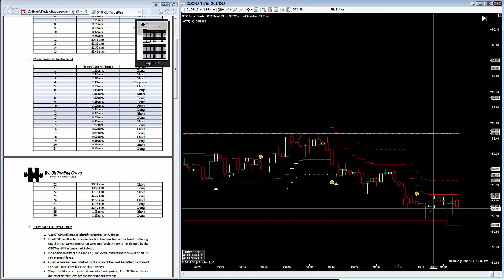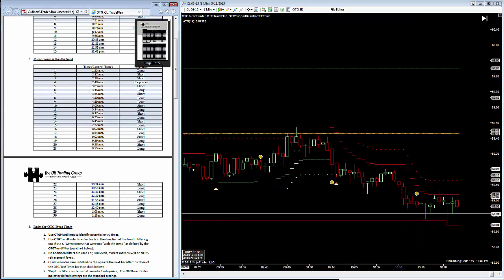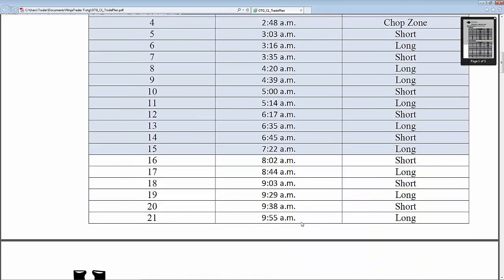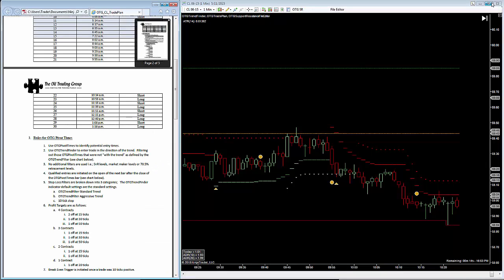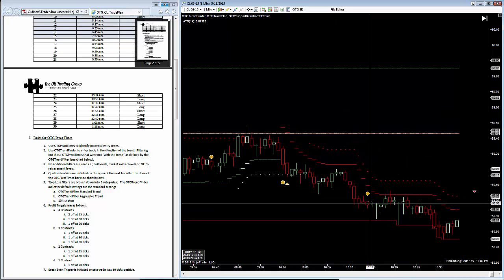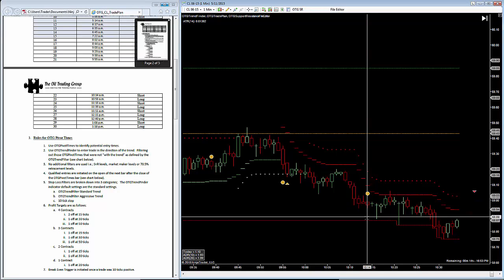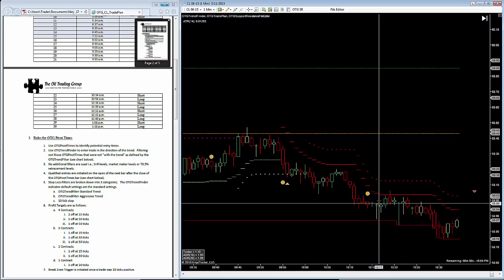Right here at 10:14 a.m., let's take a look at that. At 10:14 a.m., you had another signal that was short. The entry here was 98, and this is right in the area where I did get in. It comes down to 88, which is your break-even trigger. Comes back up and takes me out at break even.